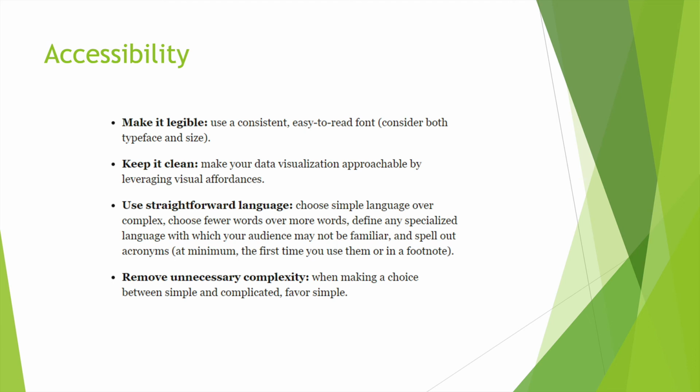It would be like me. By nature, my background's in software engineering. So if I wrote something like, hey, this variable did this, and this linked list connected to this head, and this data set and constructor, if I start talking like that, no one's going to know what the heck I'm talking about. So it's important to bring it down to English that people understand. Remove unnecessary complexity. When making a choice between simple and complicated, favor simple.